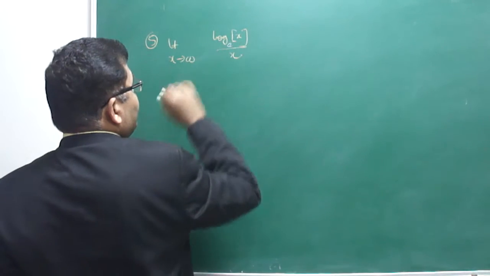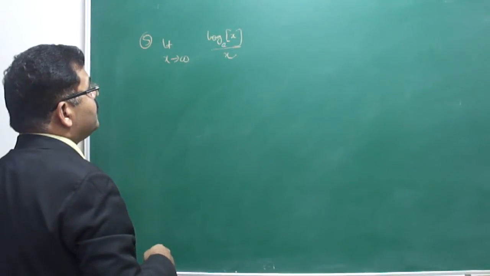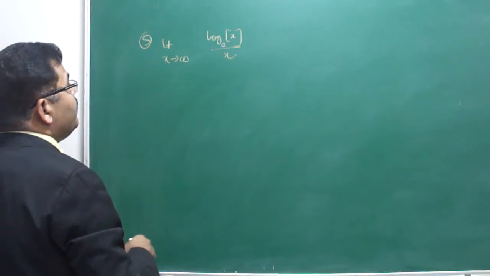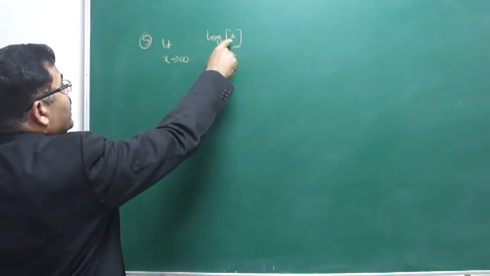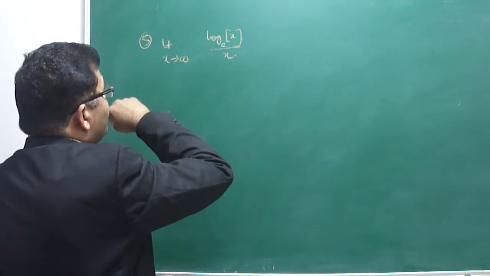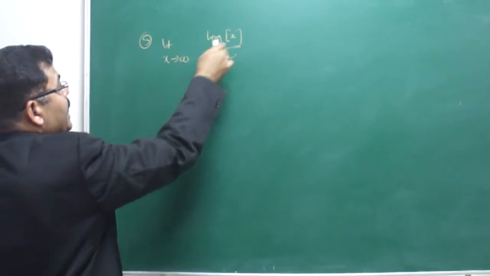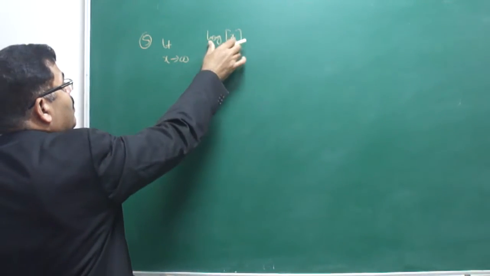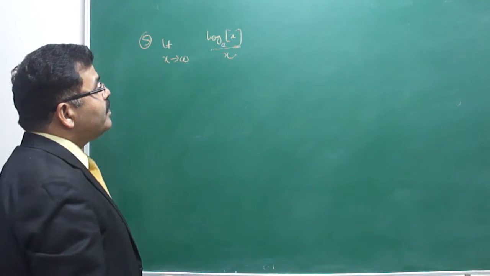The base is e, understood base is e. So how can I think about this question, what to think and how to think, that is a very good one. Log of greatest integer function x divided by x. If this is an integral part, x is something, an integral part. So log of certain integers on the base e has a certain value, right?